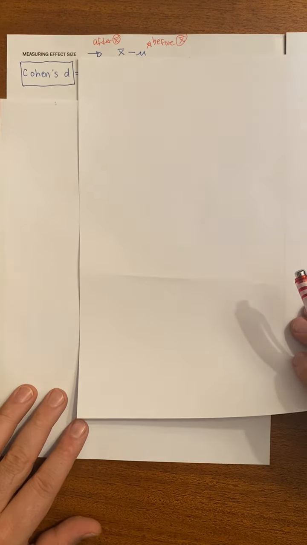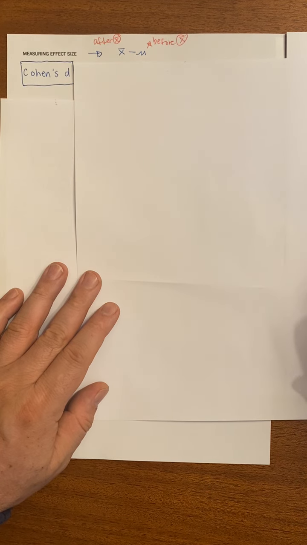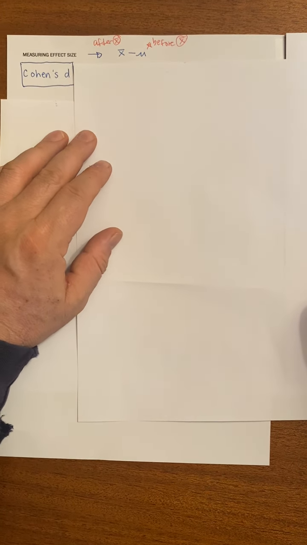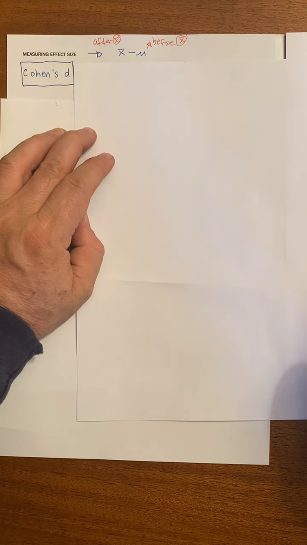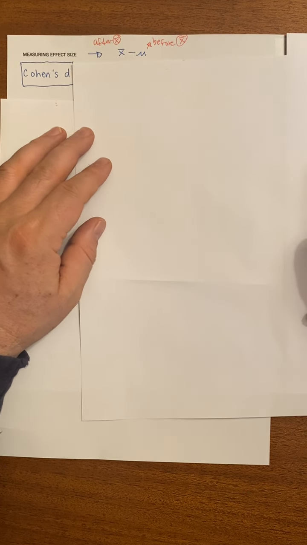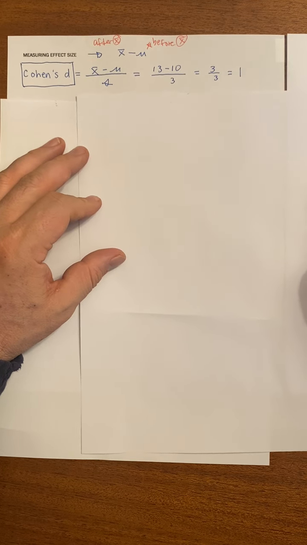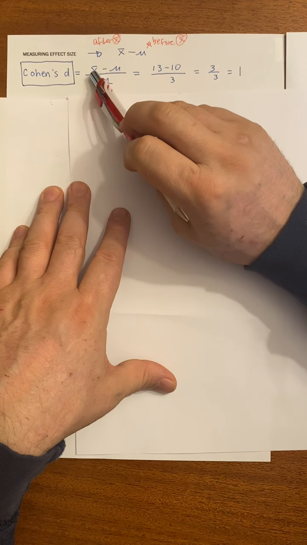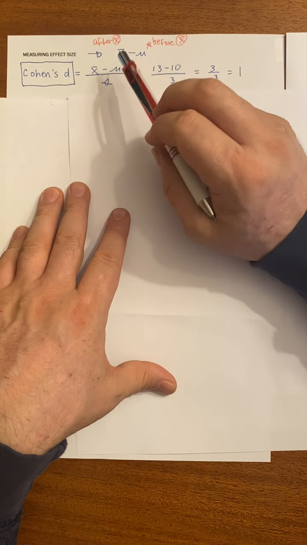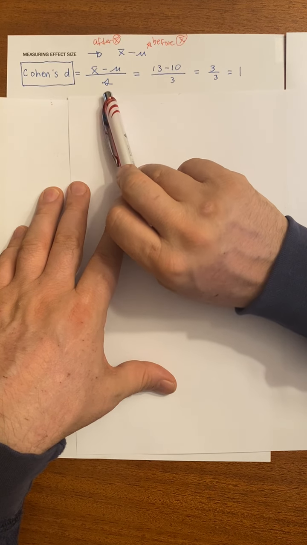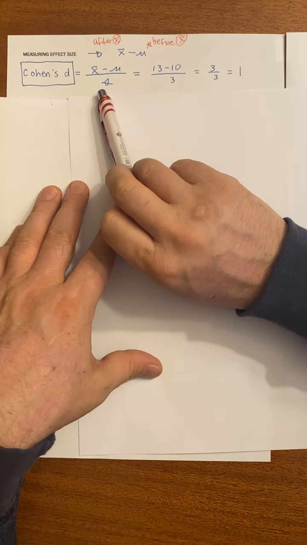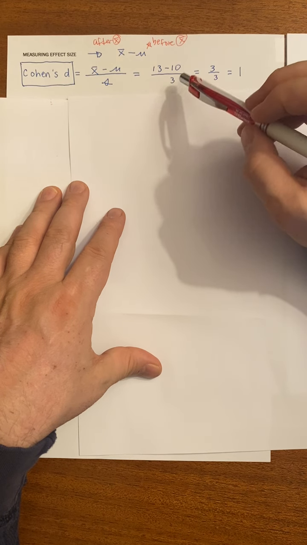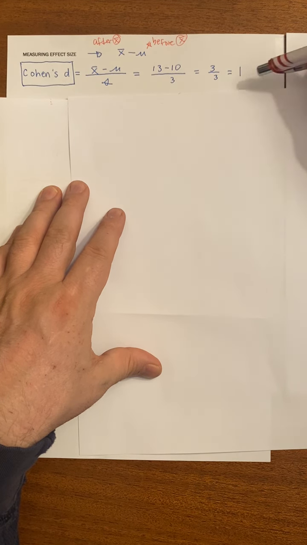I believe that we started to talk about this in chapter 8 when we were still using the z-score. But now I'm just going to note that you can also use Cohen's d when you're calculating t's. When you do, it's pretty much the same equation. It's your sample mean minus your population mean divided by your sample standard deviation. In this case, it's 13 minus 10 over 3, which gives us an end result of 1. So that's one way to measure effect size.